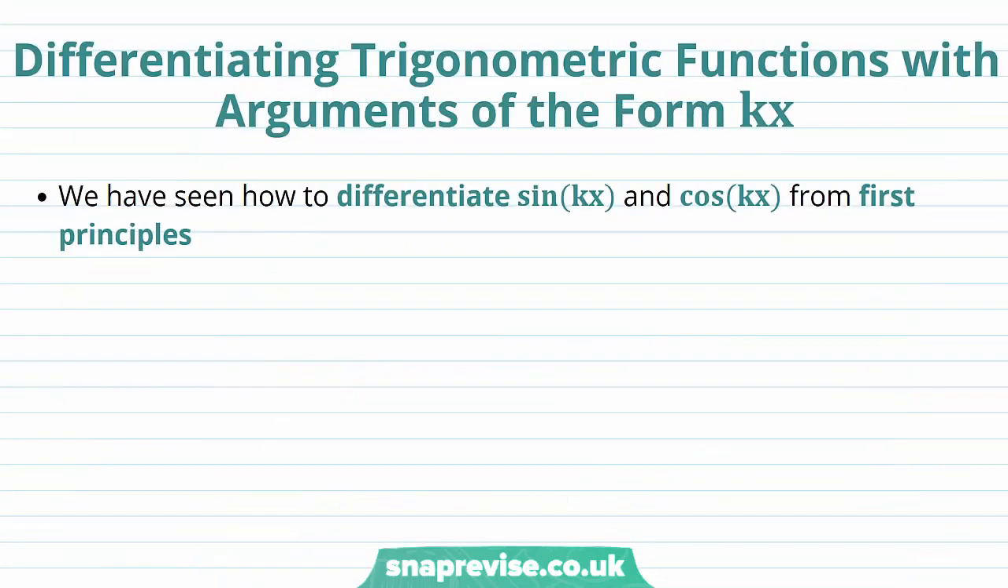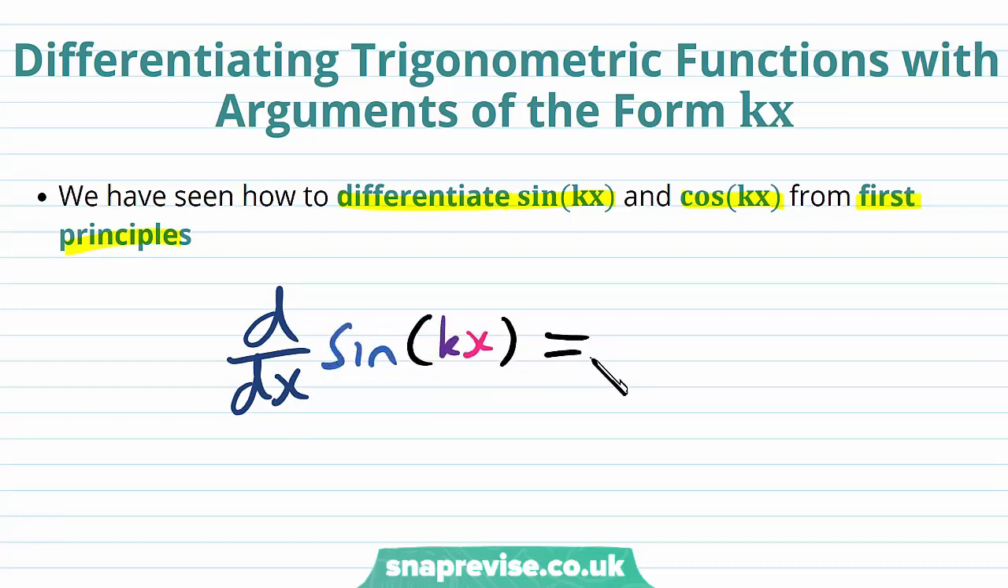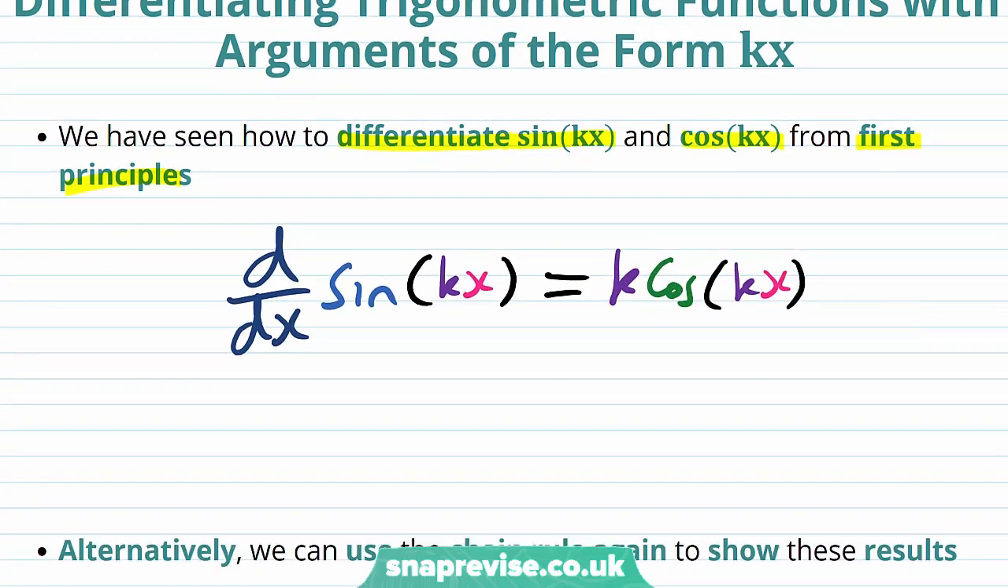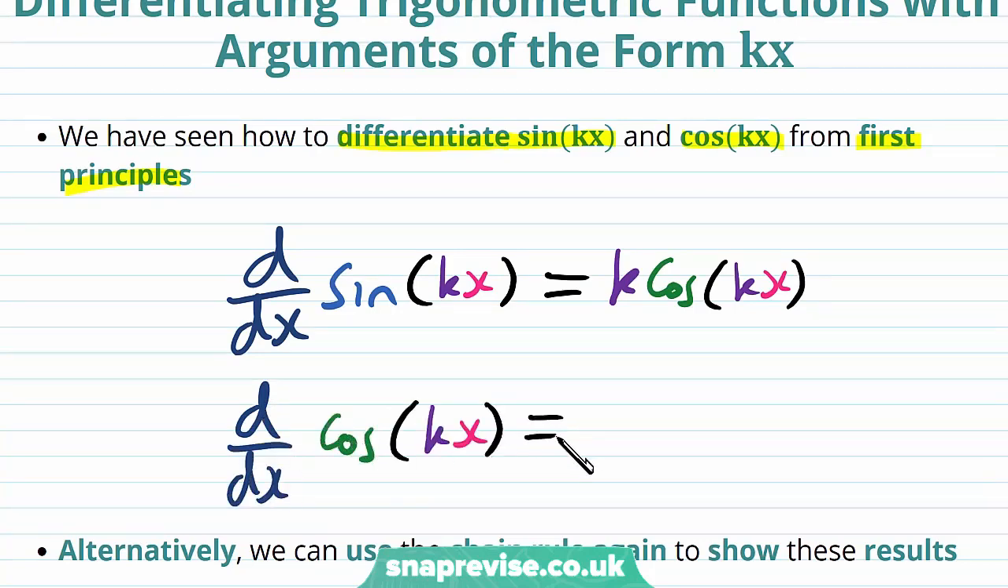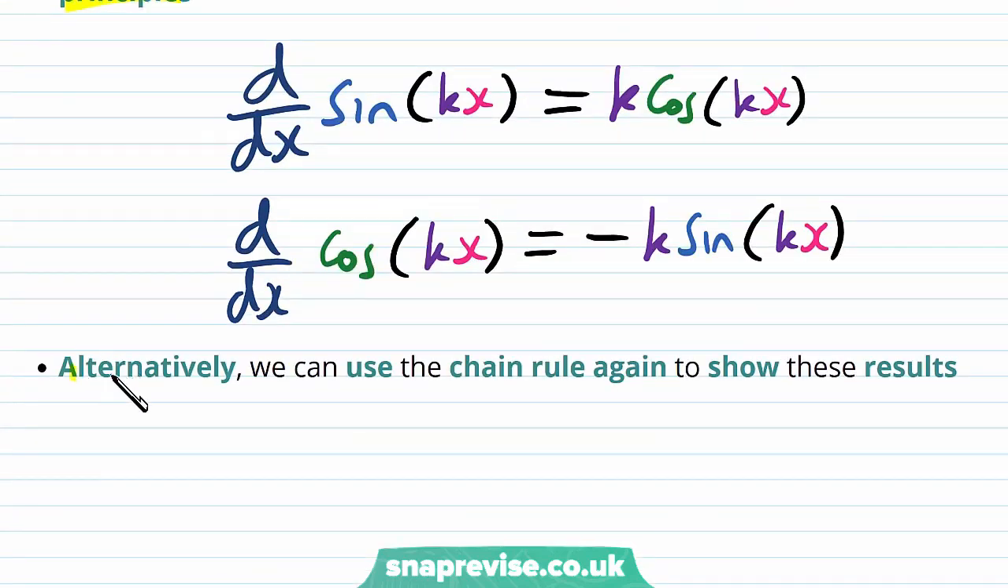So how can we differentiate trigonometric functions with arguments of the form kx? We have seen how we can differentiate sine of kx and cosine of kx from first principles. In particular, we reach the results that d by dx of the sine of kx is equal to k multiplied by the cosine of kx. And similarly, we found that d by dx of the cosine of kx is equal to minus k of sine of kx. Alternatively, we can use the chain rule again to show these results.